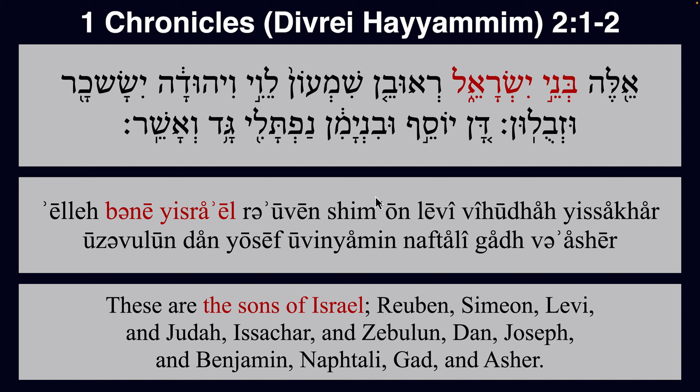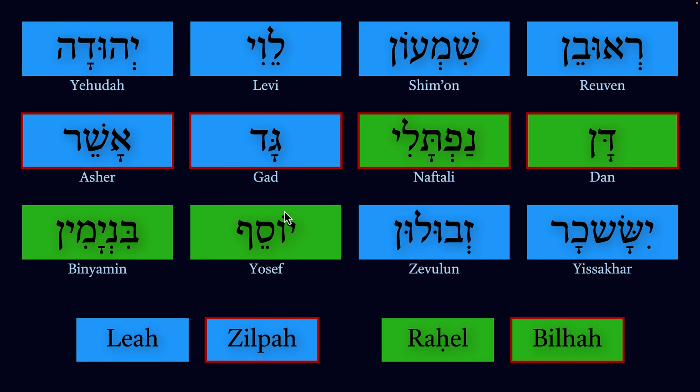Here we have a list of 12 tribes. There are multiple lists, but here is one in 1 Chronicles chapter 2, the first two verses. Here we read, Elle bene Yisrael. These are the sons of Israel. Reuven, Shimon, Levi, Yehuda, Issachar, etc. All the names are listed, which I have posted here. Put them on the screen for you.